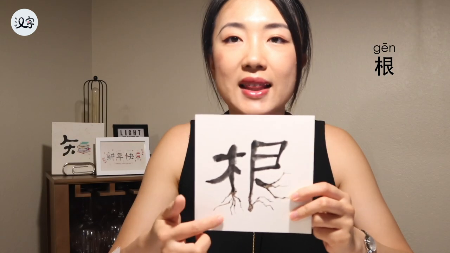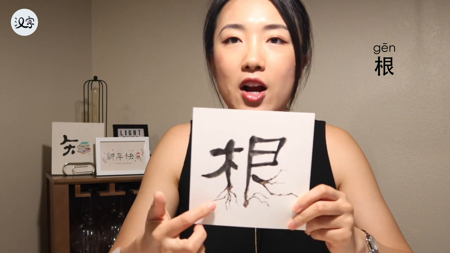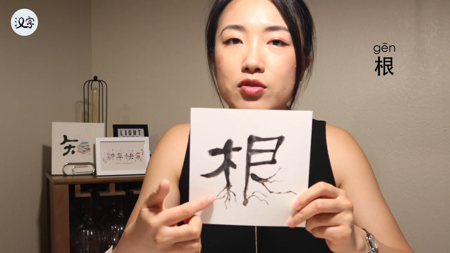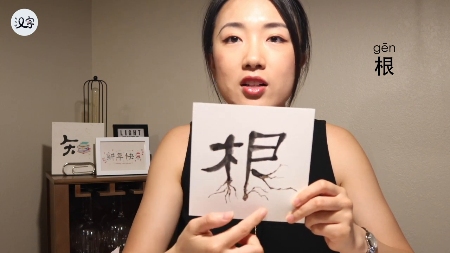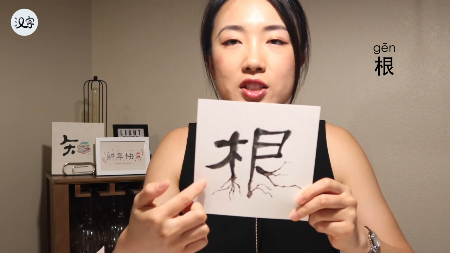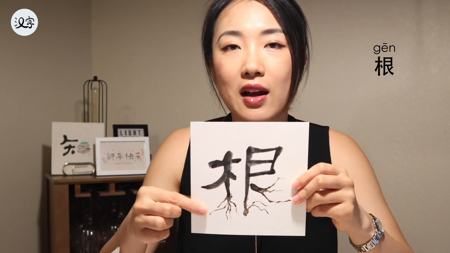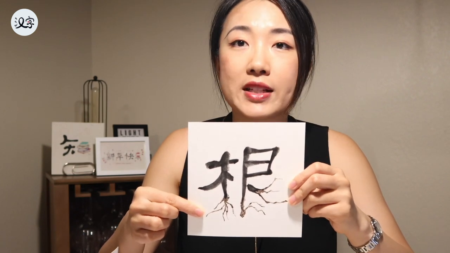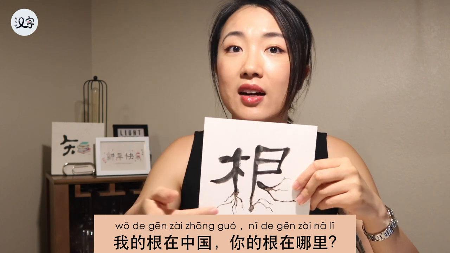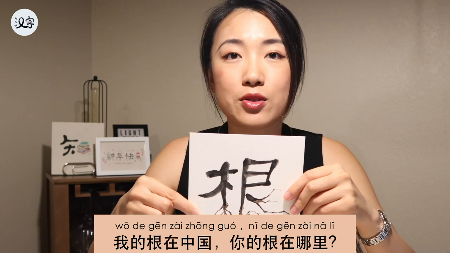Character 根, root. So by looking at the character, this side, it's 木, tree or wood related. And together, you can see all these lines towards different directions. It really looks like root. So 根, root, it can be used on its own. For example, 我的根在中国,你的根在哪里? My root is in China, where is your root?